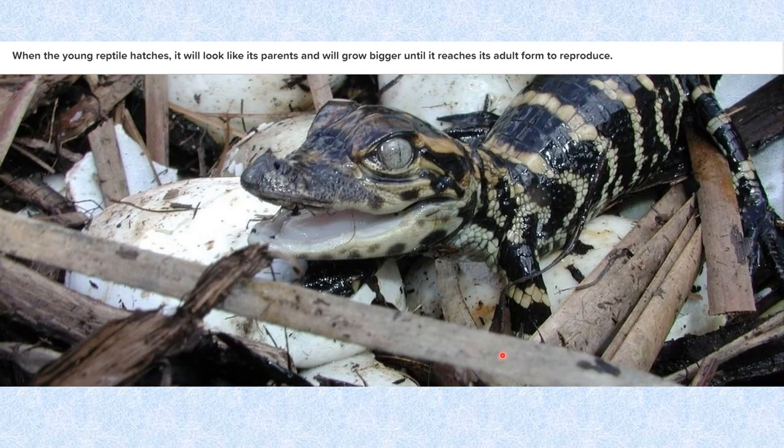When a young reptile hatches, it will look like its parents and it will grow bigger until it reaches its adult form to reproduce. So reptiles do not metamorphose like amphibians do. And reptiles, if you remember, are also cold-blooded.